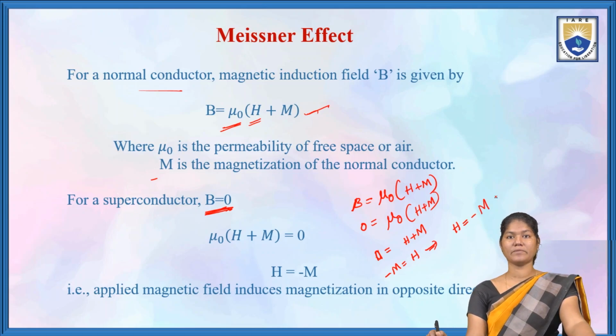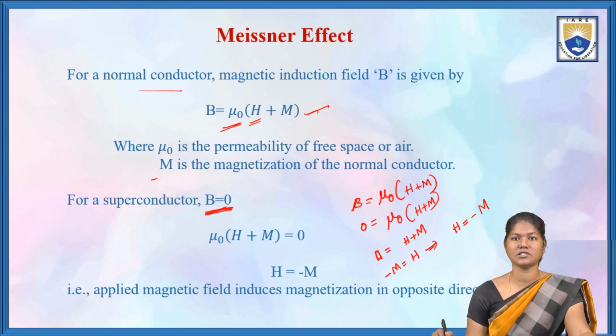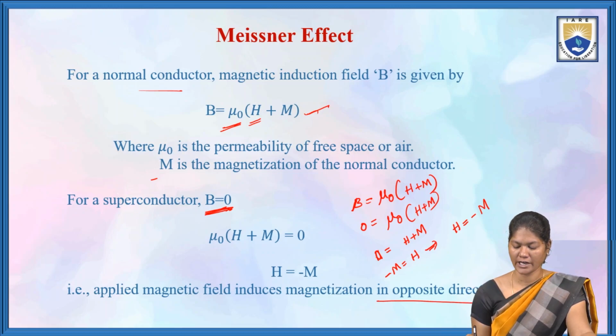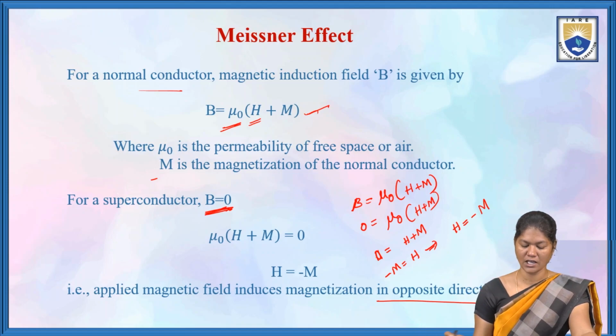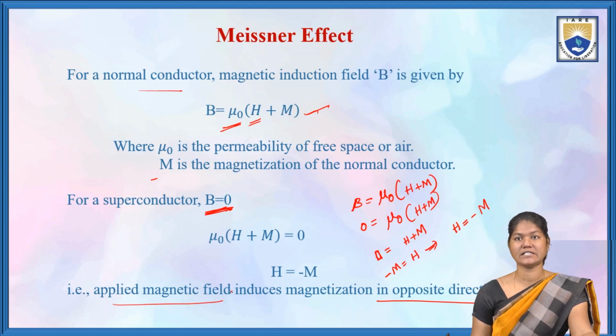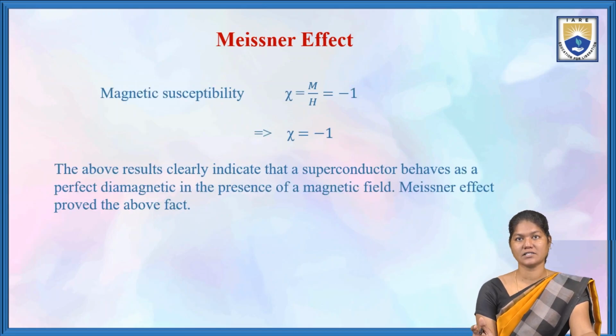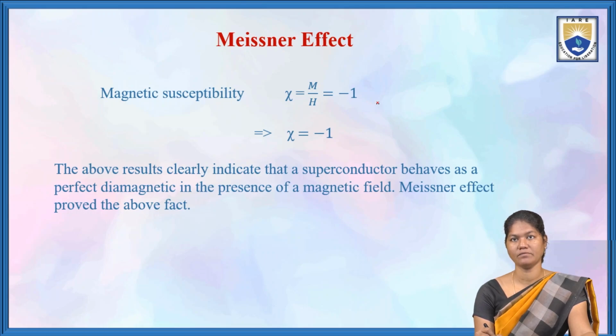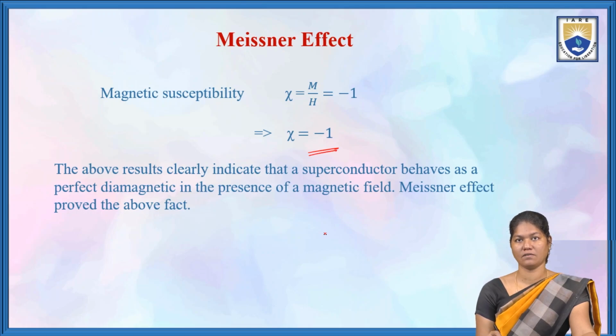So the applied magnetic field induces magnetization in the opposite direction. The magnetic susceptibility chi is equal to M by H, so that it is equal to minus 1. So chi is equal to minus 1.